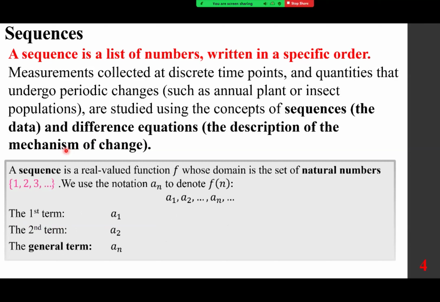A sequence is a real valued function f, whose domain is the set of natural numbers 1, 2, 3 to infinity. We use the notation a sub n to denote f of n. So a sub 1, a sub 2, all the way to a sub n. A sub 1 is the first term, a sub 2 is the second term, and a sub n is the general term.